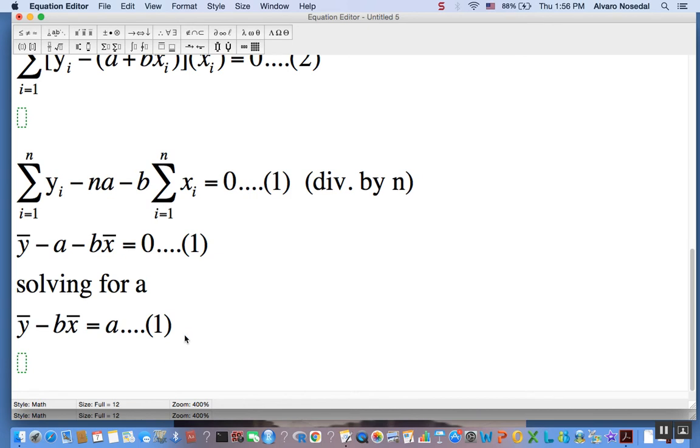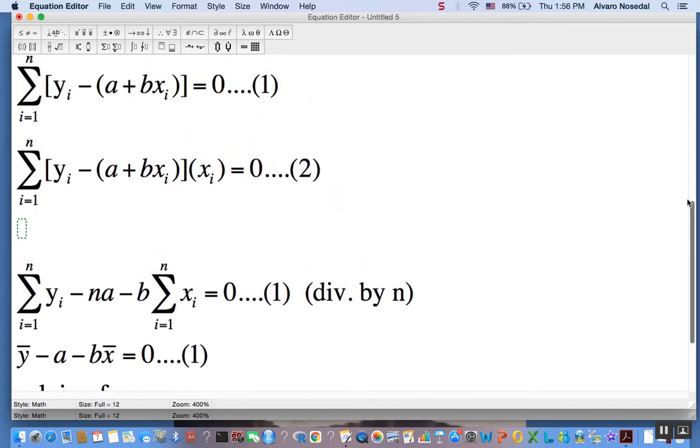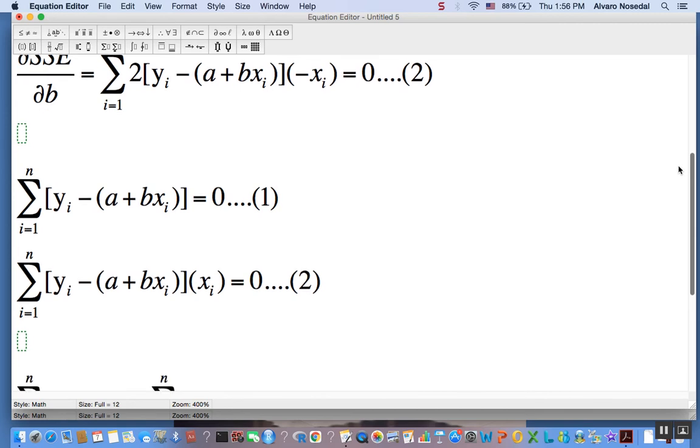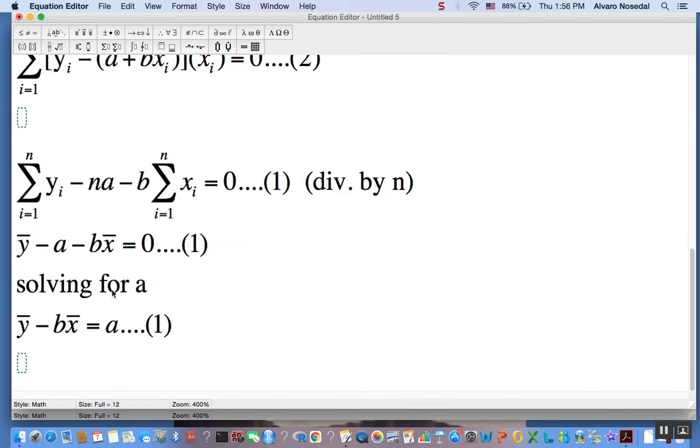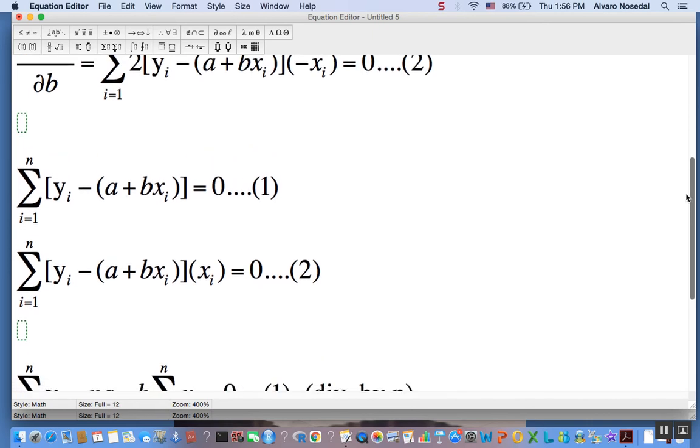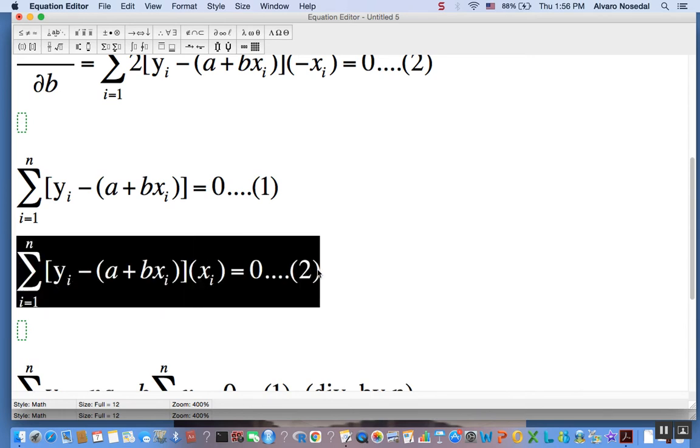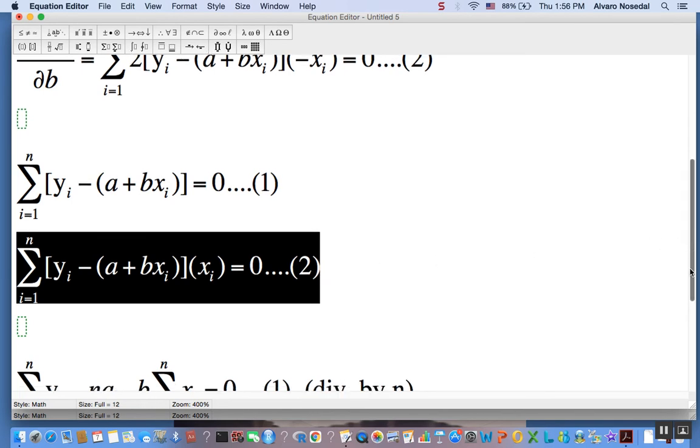Okay. Now let's do something similar with 2, right? Let's try and expand it and then see if we can easily find b from what we know from the new expression that we have for the first equation. Okay, so this is our second equation. Let's try and do something similar to what we had here. So let's do a little bit of algebra first with that second equation.